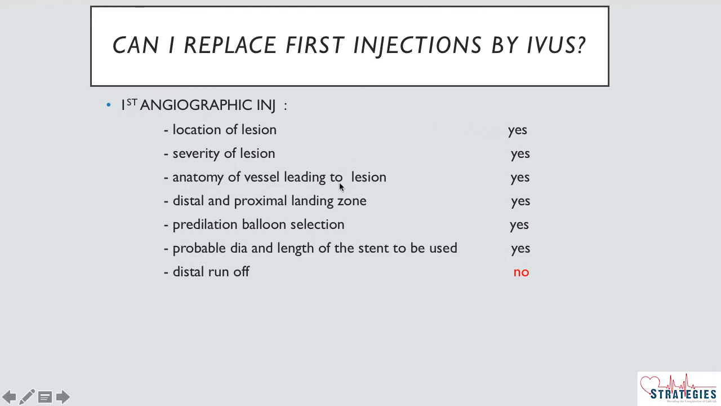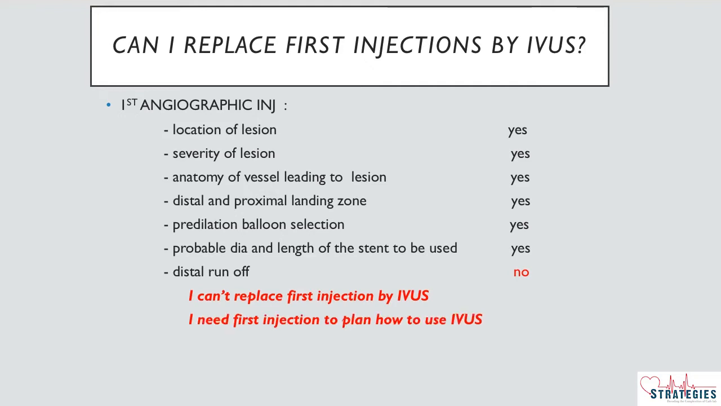Otherwise, all the rest of your parameters can be done by IVUS, and for a few of the parameters IVUS is more accurate than angiography. As we can't make out distal runoff, this is one reason why most operators say we can't replace the first injection with IVUS. This was my belief when I started this process. But slowly over a period of time, I decided to replace my first injection also with IVUS.